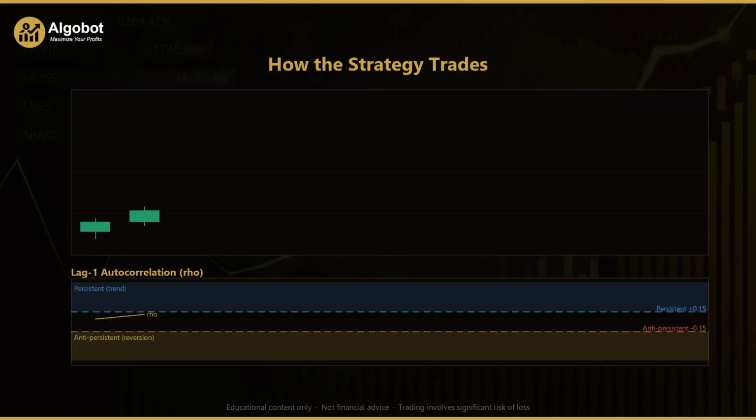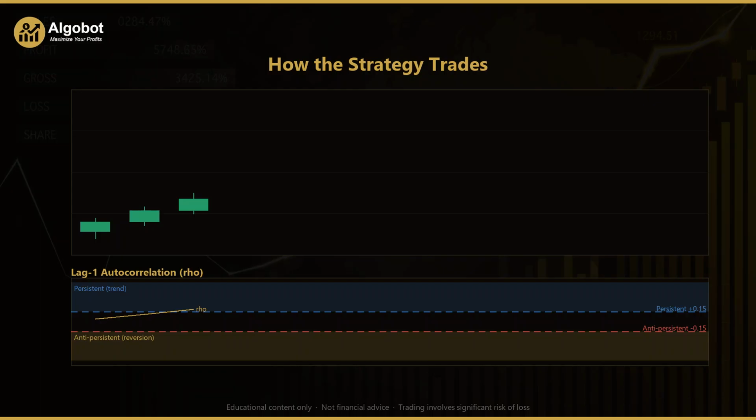Now let's bring it all together on the chart. On top you can see the price candles, and in the panel below is our core measurement, the lag 1 autocorrelation reading, rho, which swings between the persistent zone above positive 0.15 and the anti-persistent zone below negative 0.15. Watch how the strategy switches its behavior as that reading moves. We begin on the left.